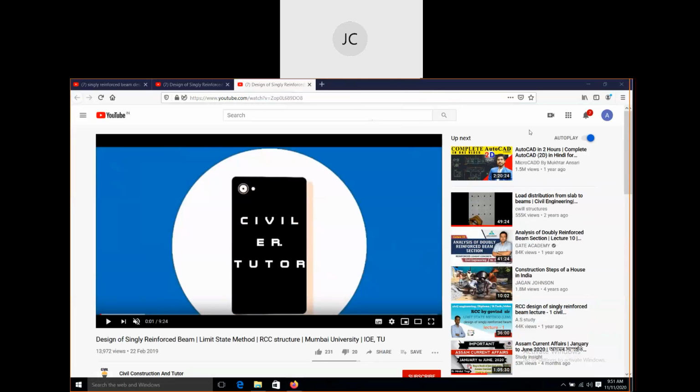Okay, so in the last class we were discussing the design of a singly reinforced beam by the limit state method. Today also we are going to do the same. I have shown you some examples from the book I was using. Now I will show you one example from YouTube also. You just go through the procedure, and one thing I will tell you after the example is finished.